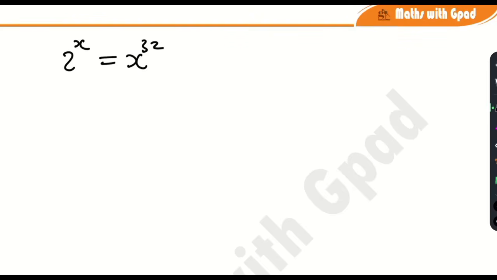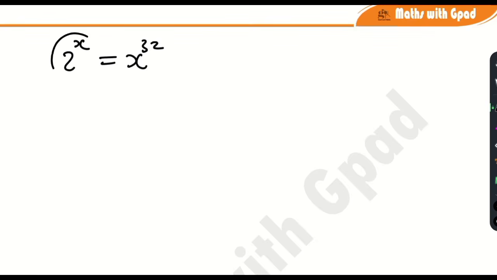Hello there, you're welcome. In this video, we're going to be finding the value of x given this equation. So look at what we have on the left hand side: 2 raised to the power x is equal to x raised to the power 32. Now, as you can see, we have a mixture of number and letter on both sides of the equation.